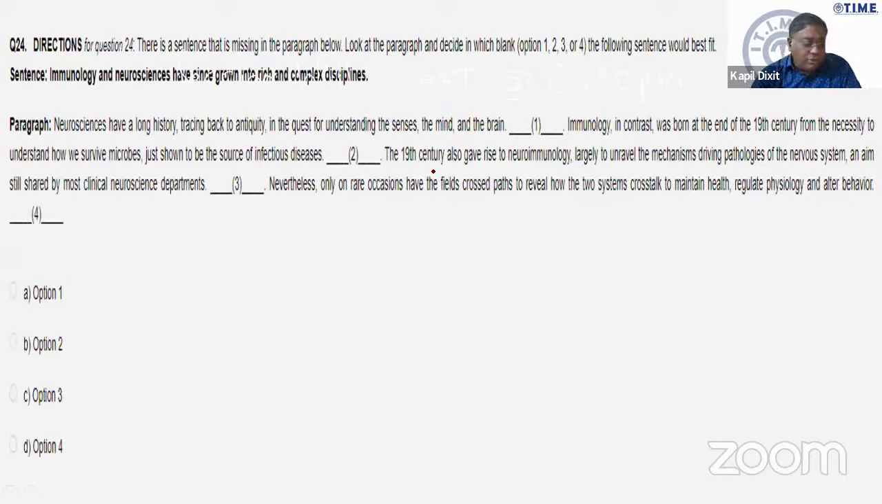Question number 24. Again a very easy question. Again a very easy question. Answer is 3, and I need not explain. It cannot start with but. Rohit Kamra. No, why it cannot start with but?